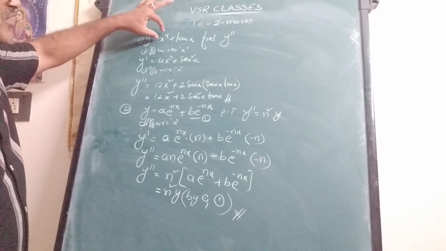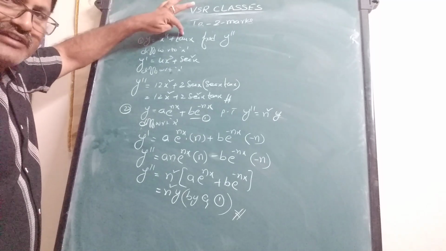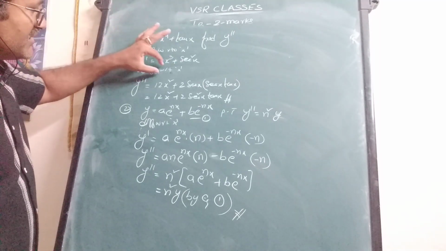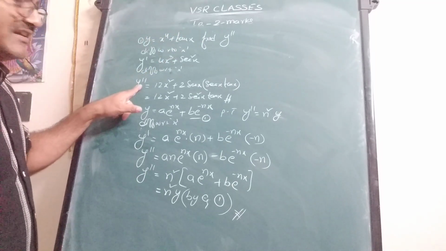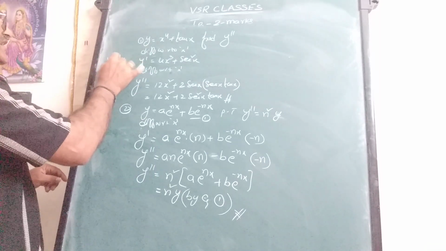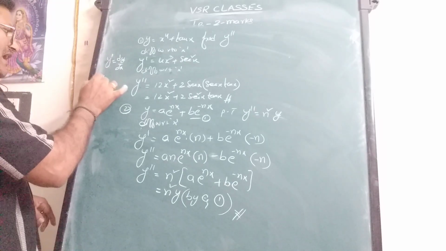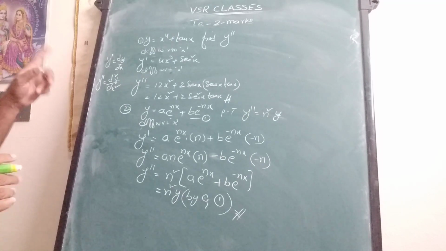Now what is the derivative of x power 4? It is 4x cube, plus the derivative of tan x, which is secant square x. After that, differentiating with respect to x again. Instead of y dash, I will write dy by dx. y dash means dy by dx. y double dash means d square y by dx square. This is the value. Remember this.